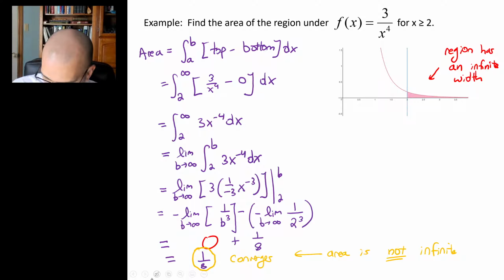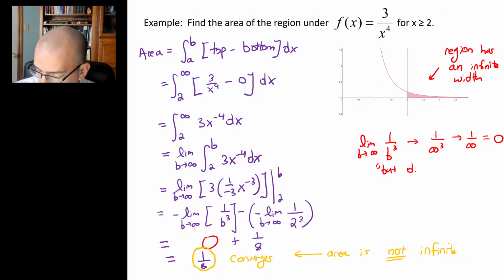So I just want to talk about that limit again. Limit as b approaches infinity of 1 over b to the power of 3 goes to 1 over infinity to the 3, which is like 1 over infinity, which is 0. But don't write that. We're not really supposed to show any middle steps.